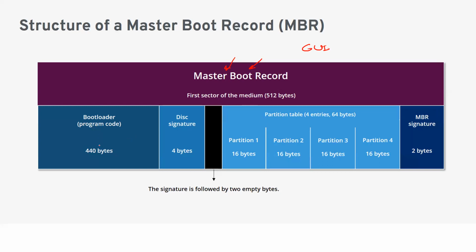That's bootloader that contains 440 bytes, and then this signature includes 4 bytes, and then your 4 partition table entries, partition 1, 2, 3, 4, each of them 16 bytes. And then you have MBR signature, which is 2 bytes. So totally, this number is going to be 512 bytes, which contains the master boot record.